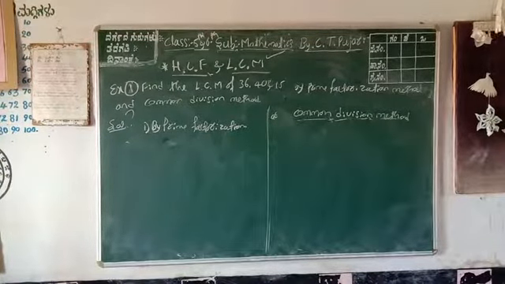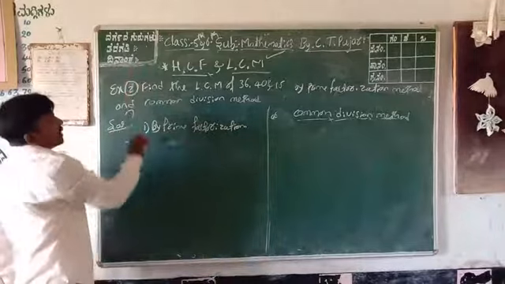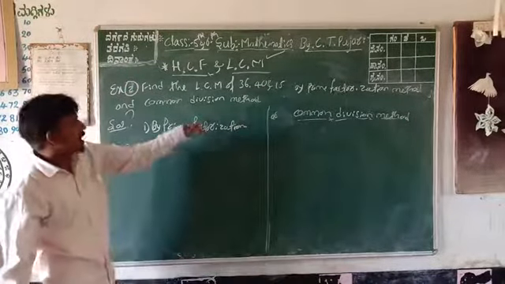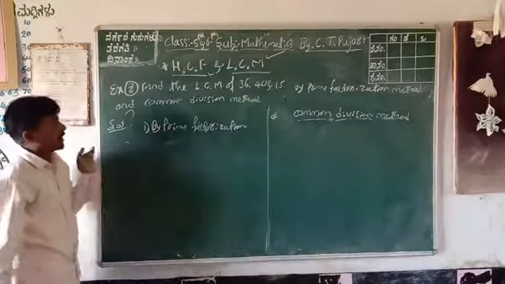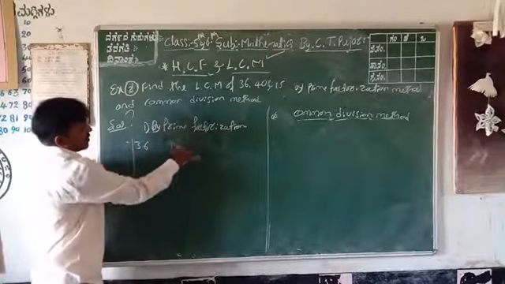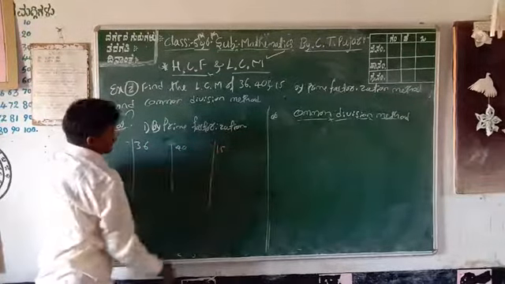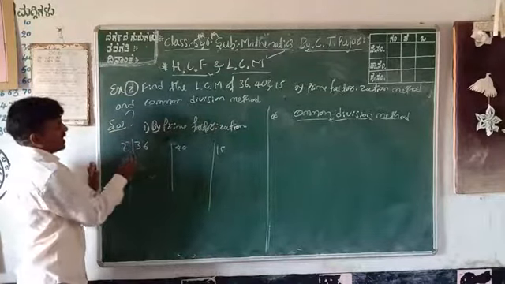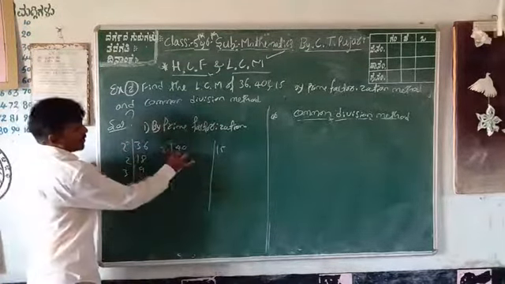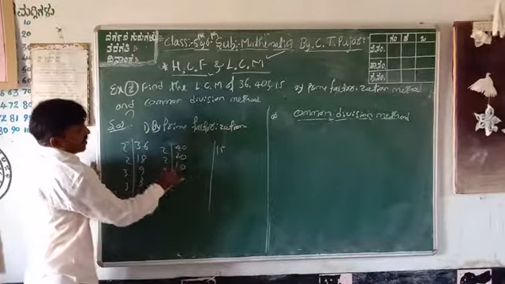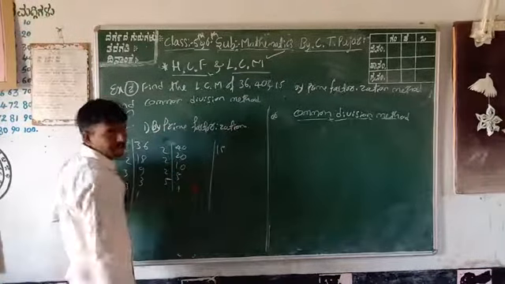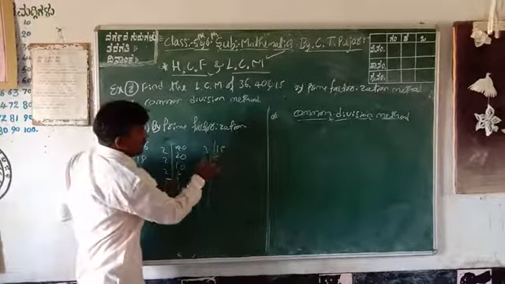Example 2. Again, find the LCM of 36, 40, 15 by the prime factorization as well as common division. The first one is prime factorization. First is 36, you can write the factors. Again 40 and 15, the factors. 2 18s are, 2 9s are, 3 3s are, 3 1s. Next 2 20s are, 2 10s are, 2 5s are, 5 1s are. Next one is 15. 3 is not usual. You can take 3 5s are, 5 1s are.